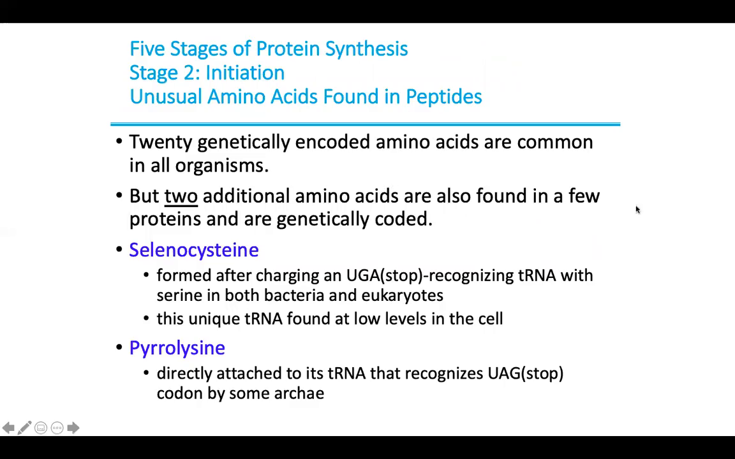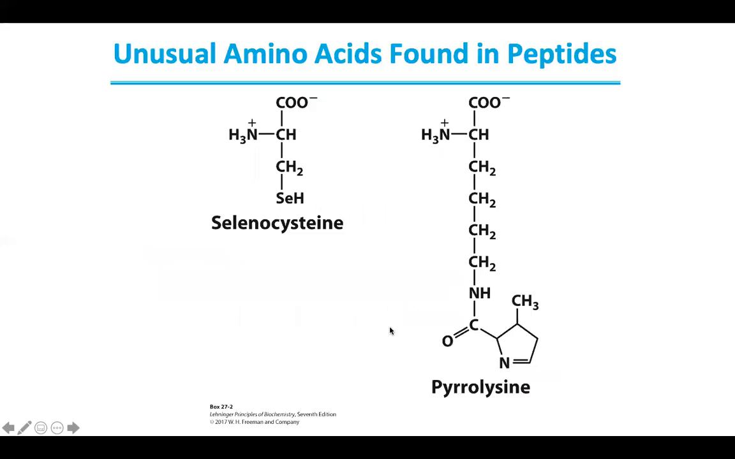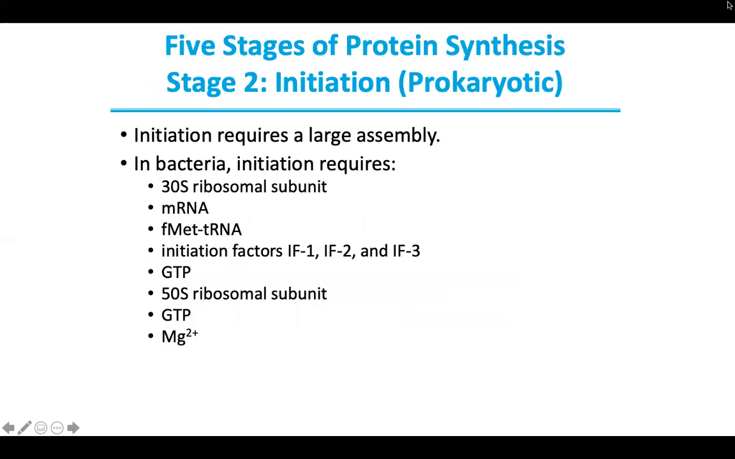20 genetically encoded amino acids are common in all organisms. But 2 additional amino acids are also found in a few proteins and are genetically coded. Selenocysteine is formed after charging a UGA, or stop codon, recognizing tRNA with serine in both bacteria and eukaryotes. This unique tRNA is found at low levels in the cell. Pyrrolysine is directly attached to its tRNA that recognizes the UAG stop codon in some archaebacteria. So these are uncommon amino acids found in some peptides.